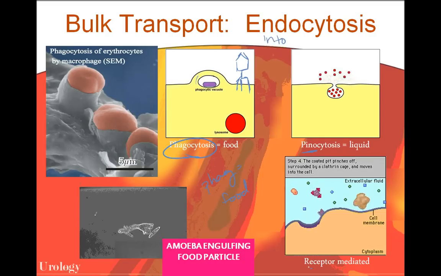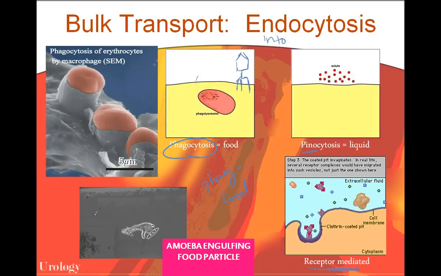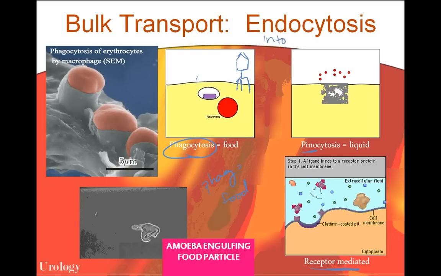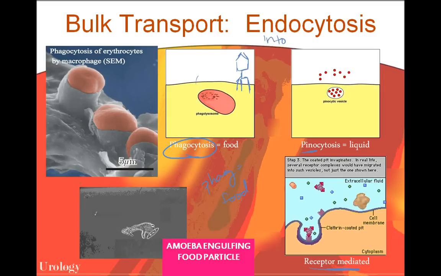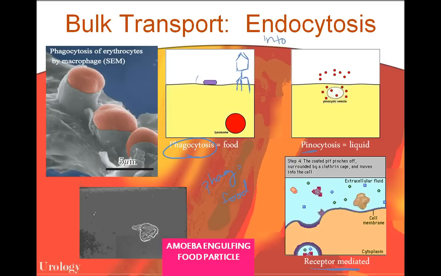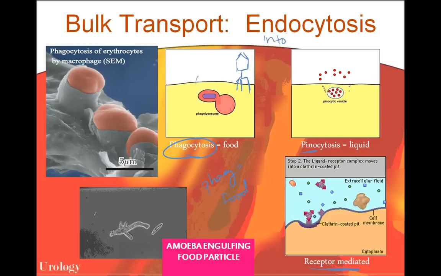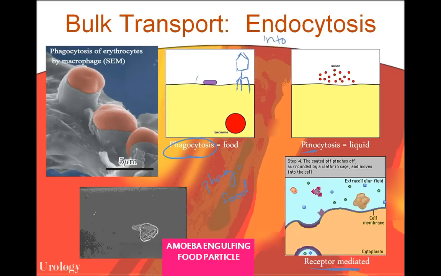It's called receptor-mediated endocytosis. Receptor-mediated endocytosis identifies the object using proteins in the membrane before it takes it in. Well, it has to be something that the cell recognizes, or else it won't take it in. Receptor-mediated endocytosis identifies the object using proteins in the cell's membrane before it takes it in.